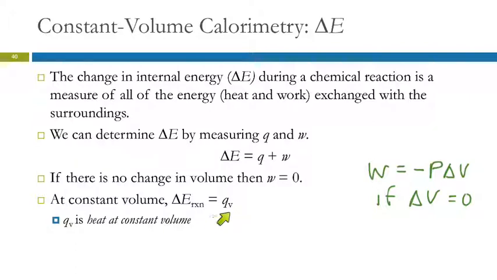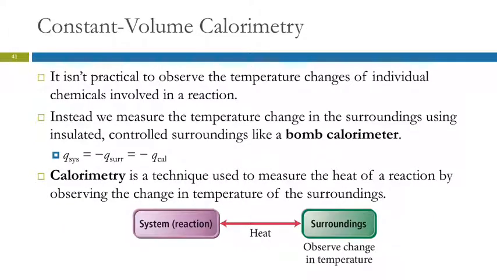We put a subscript V there to make sure everybody understands this is measuring heat at constant volume. If the volume changes, things get complicated. But we can set things up so the volume doesn't change. So this is called constant volume calorimetry. Calorimetry is a technique where we measure, that's where the meter part comes in, calories, we measure heat.